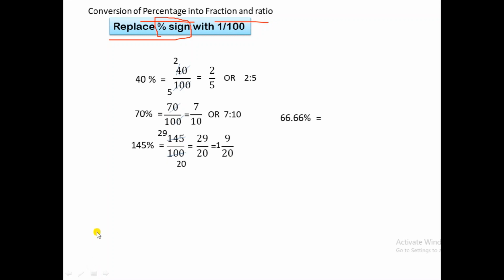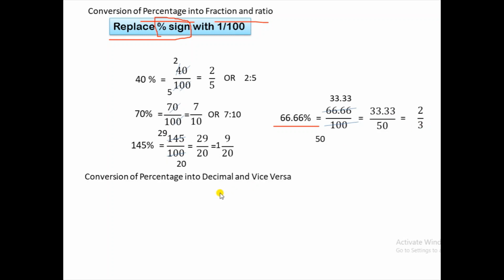We can see another one also, that is in a decimal format, that is 66.66%. A simple procedure: 66.66 divided by 100. If you simplify this, dividing it by 2, it is going to be 33.33 over 50, or it can be further simplified as 2 by 3. So 66.66%, we will get the simple 2 by 3.